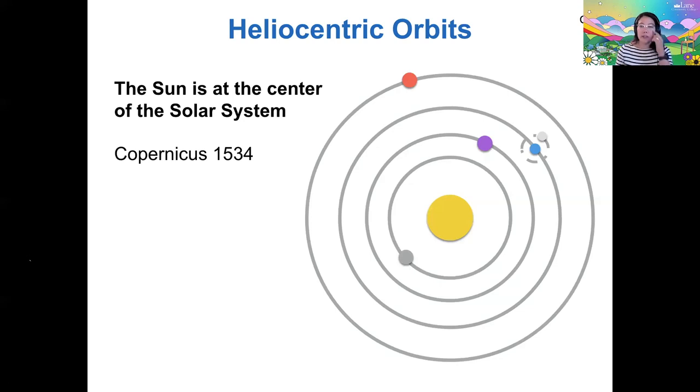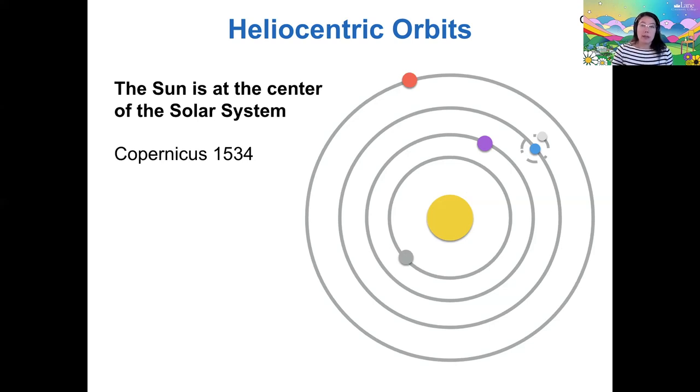All right, so in the heliocentric model, we remove Earth from the center of the solar system, and instead we say the sun is at the center of the solar system. This was proposed by Copernicus in 1534 most popularly, but actually it wasn't the first time that astronomers had thought maybe the sun is at the center. That was actually proposed by ancient Greeks as well.